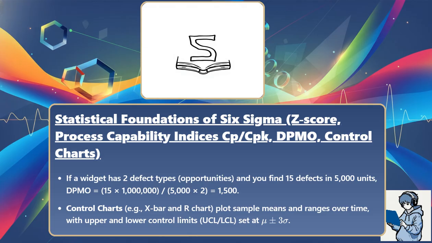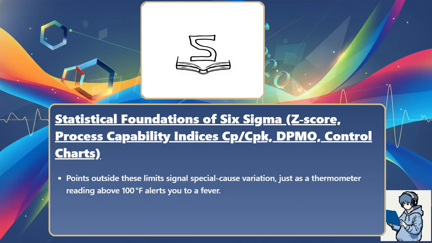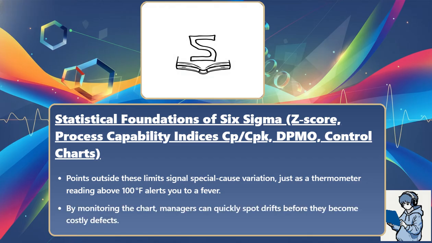Control charts, for example X-bar and R-chart, plot sample means and ranges over time, with upper and lower control limits, UCL and LCL, set at mu plus or minus 3 sigma. Points outside these limits signal special cause variation, just as a thermometer reading above 100 degrees Fahrenheit alerts you to a fever. By monitoring the chart, managers can quickly spot drifts before they become costly defects.